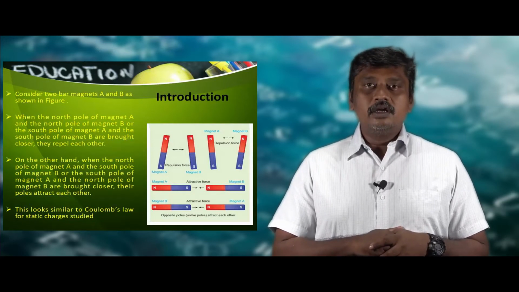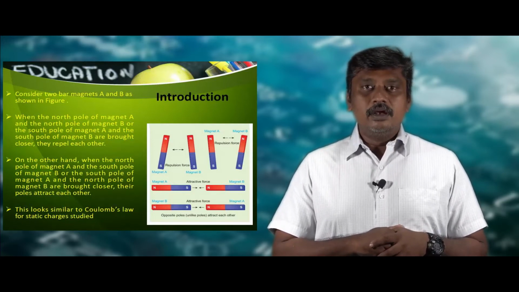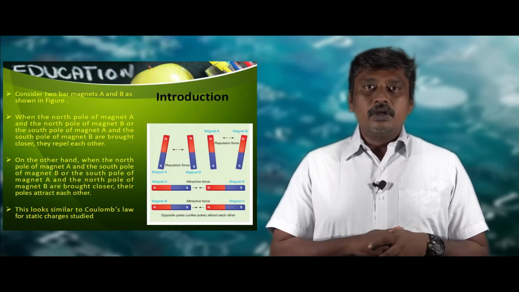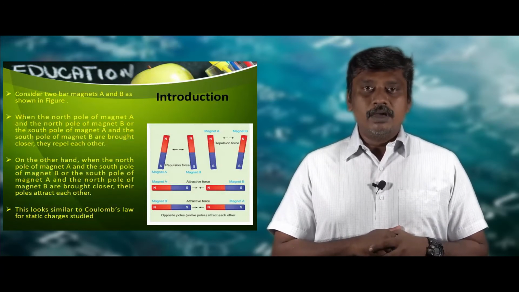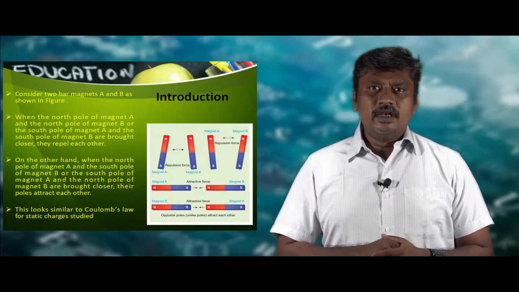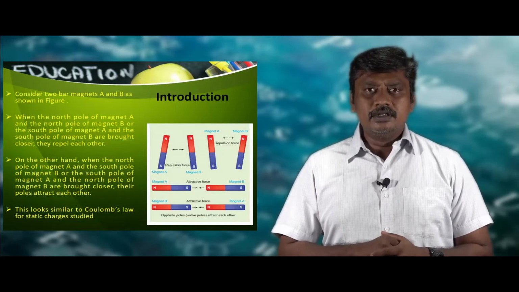magnet. For that, consider two magnets A and B. When the north pole of magnet A and the north pole of magnet B face towards each other, they repel. Similarly, when the south pole of magnet A and the south pole of magnet B face each other, they repel. So it is clear that like poles repel each other.